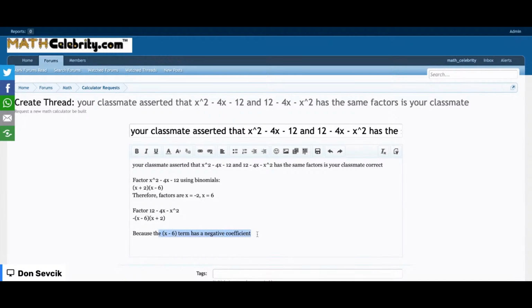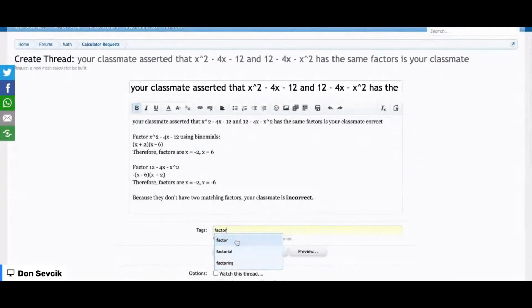This one, therefore, factors are x equal to negative 2, x equal to negative 6. Because they don't have two matching factors, your classmate is incorrect. And that's it. We're factoring a quadratic binomial. That's it. So we're done.